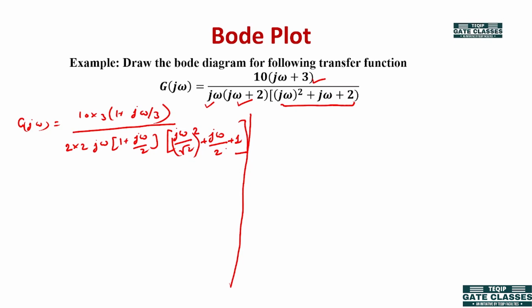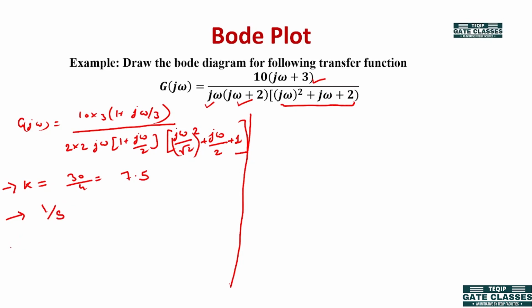Okay, so from this we have K is equal to 30 upon 4, that is 7.5. Next we have a pole at origin.